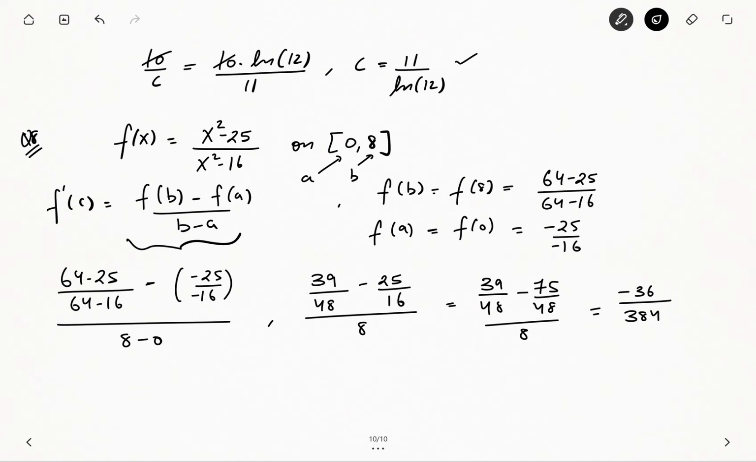So if the mean value theorem is applicable to this function in the domain of 0 to 8, we should be able to find a point c where the derivative is going to be equal to that number. So derivative time is here. To figure out the derivative of f of x, first of all, we're going to be using the quotient rule. So I'm going to start to do that.